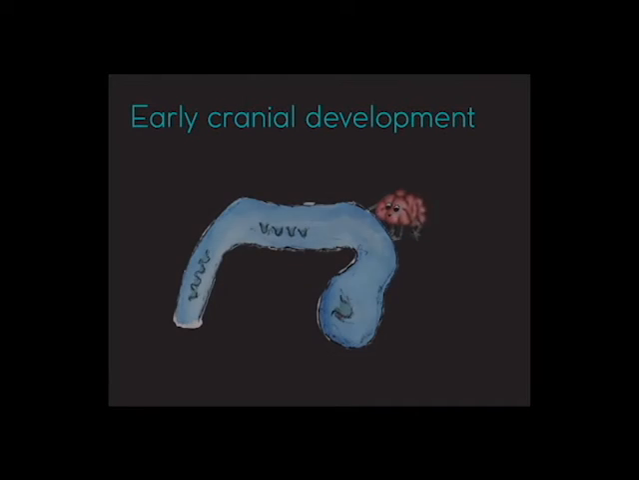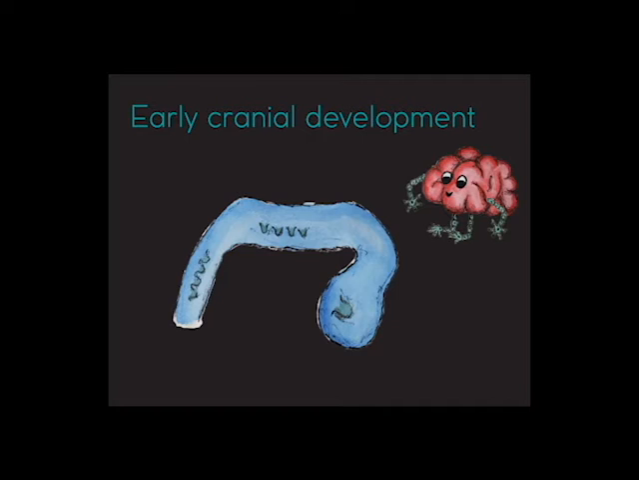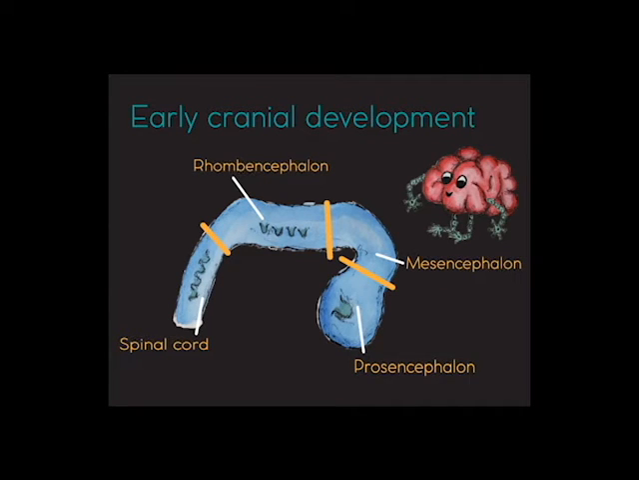Even before the closure of the cranial neuropore at 24 days gestation, some fundamental subdivisions in the early nervous system can be recognized. This includes the spinal cord, the rhombencephalon, the mesencephalon, and the prosencephalon.